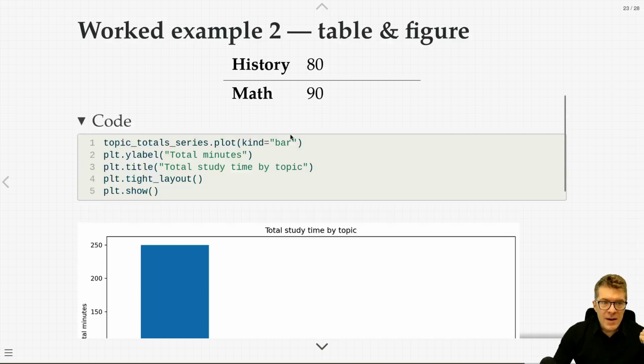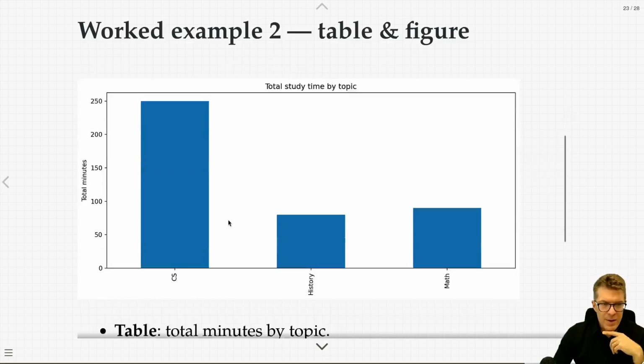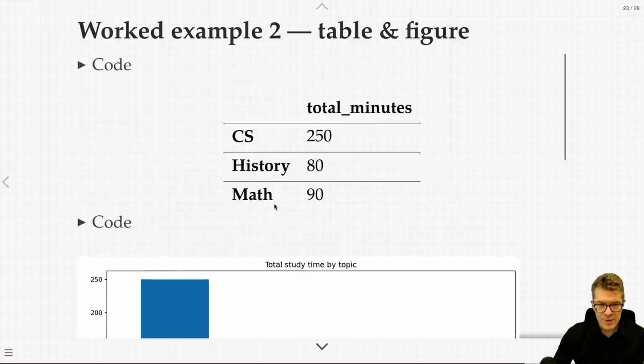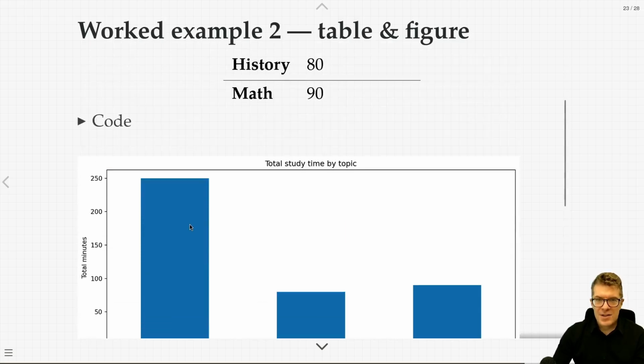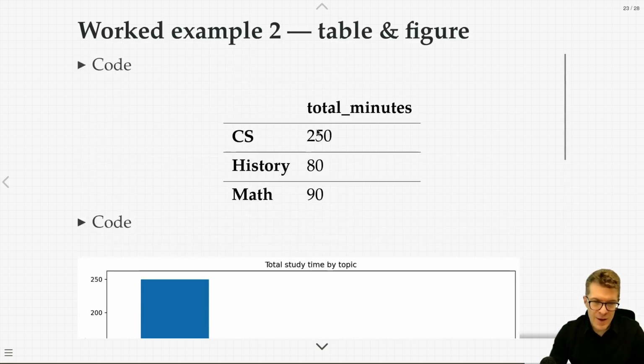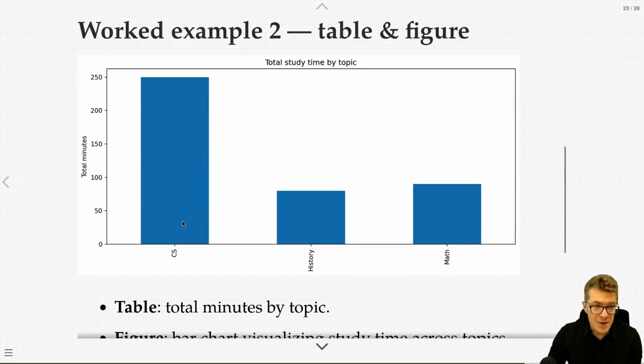And then again, I want to create a bar graph with labels and titles and title layout. I want to show it. So this basically is a visualization of the table. Now I can visually see not just the numeric value of the total number of minutes, but I can visually see the extent to which computer science has dominated our studying.